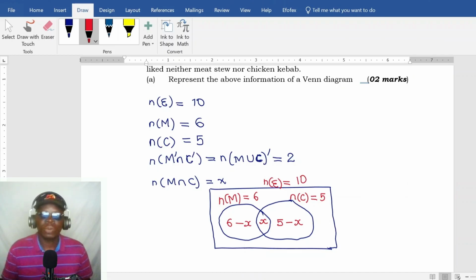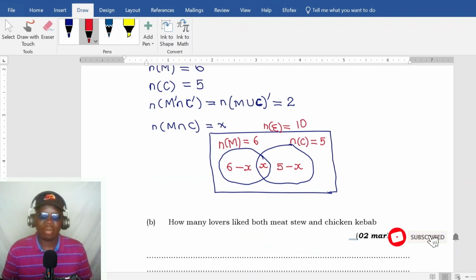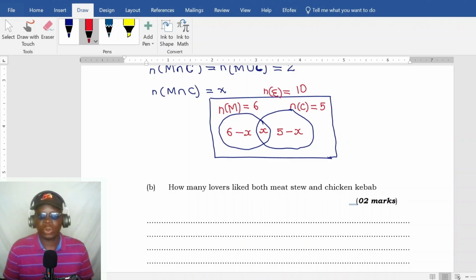Now let's move on to part 2 of the question, that is B, and it says how many lovers liked both meat stew and chicken kebab. It is simple to solve this question. The total sum of the regions inside this universal shape will give us 10.